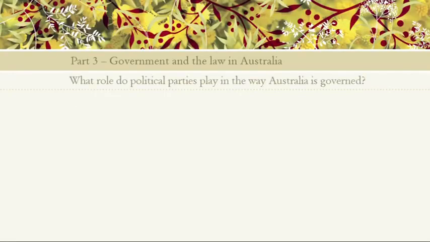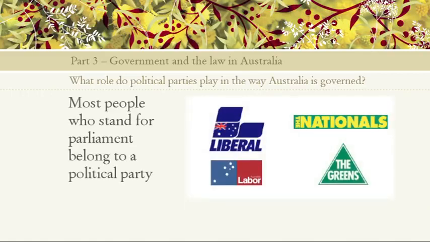What role do political parties play in the way Australia is governed? A political party is a group of people who share similar ideas about how to govern the country. Most members of Parliament belong to political parties, but some do not belong to any party. They are called independents. In Australia, we are free to join a political party.